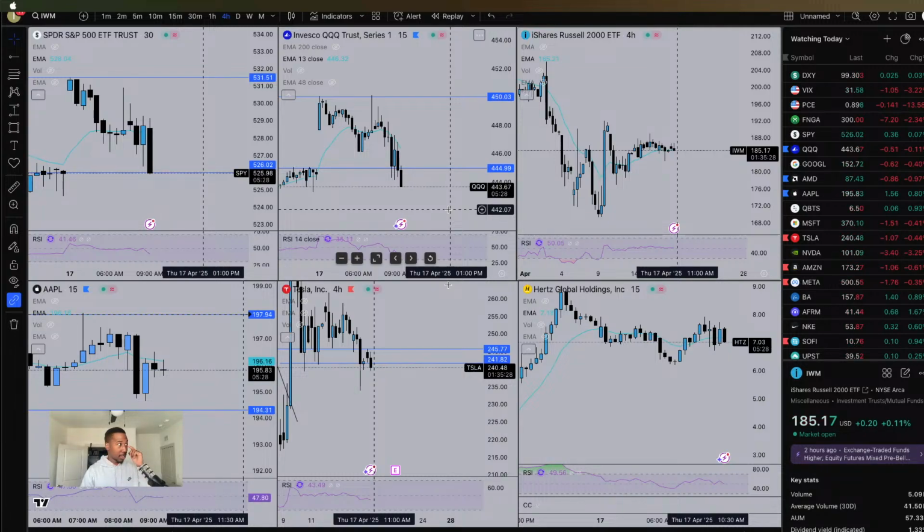All right, SPY is at support now. The Qs are really falling, so hey, maybe Tesla is on track to do what it's saying it's going to do. Let's see.